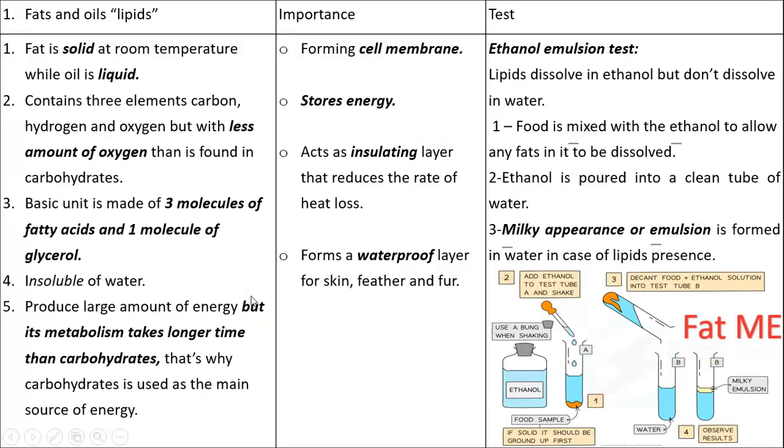Okay, let's move to fats and oils, or lipids. Fats are usually solid at room temperature, but oils are liquid. What are the elements that make them? The elements that make them are carbon, hydrogen, and oxygen. But actually, we have a very small amount of oxygen compared to carbohydrates.